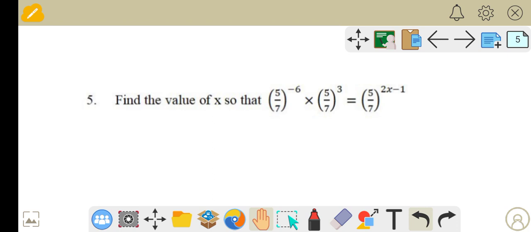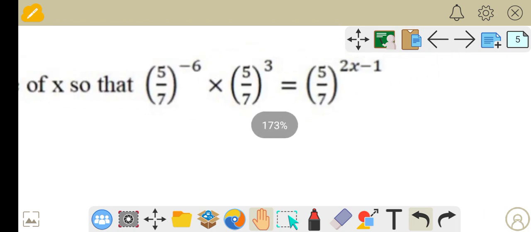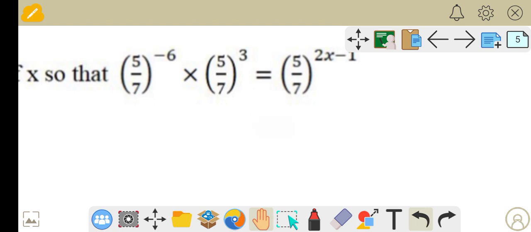Next question, find the value of x so that all the numbers are in exponential form having the same base 5 by 7. So we can compare them, but before comparing we need to convert each side to a single number. On the left side we have two terms, so we need to simplify it into a single term.